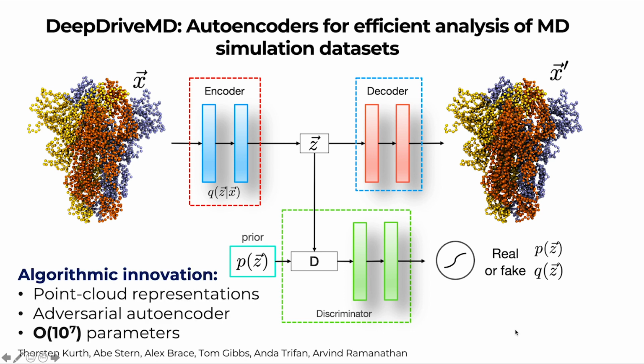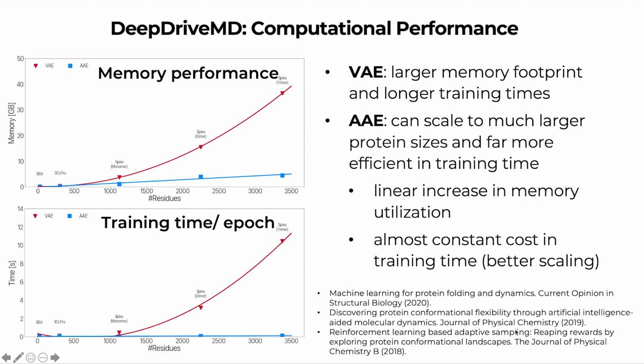This innovation really allowed us to work with far fewer parameters. In fact, it's only about 10 million parameters for the spike protein, and it allows us to train on such large data sets without having to worry too much about computational performance. Indeed, this gives rise to good computational performance, as you can observe: the variational autoencoder takes a quadratic amount of memory as we scale up to larger spike systems, whereas the adversarial autoencoder varies linearly in terms of its memory consumption.